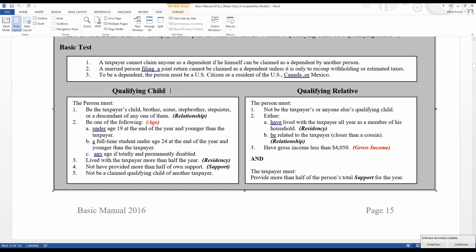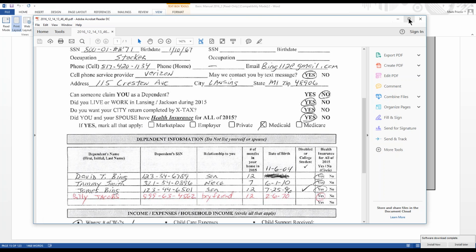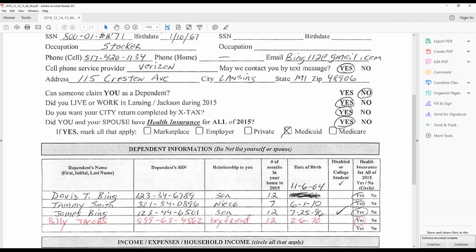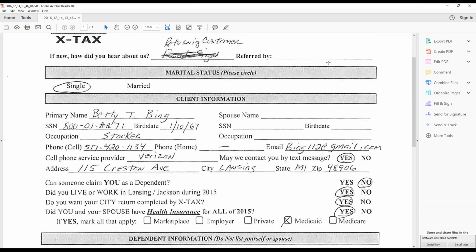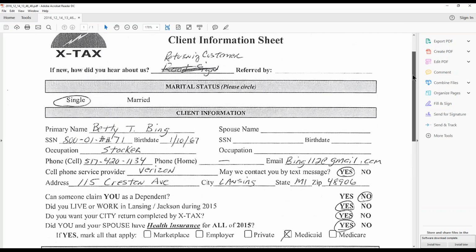So qualifying child is typically, it's usually going to be your child. It could be a niece or nephew, but they're around the same age. So I'm going to pull up what we call our client information sheet. Because you're probably saying, how am I going to remember all this stuff? Well, it's not that hard when the clients give you all the answers in front of you. This is a sheet that we hand our clients, and they fill it out for us, and they come back and get your taxes done.